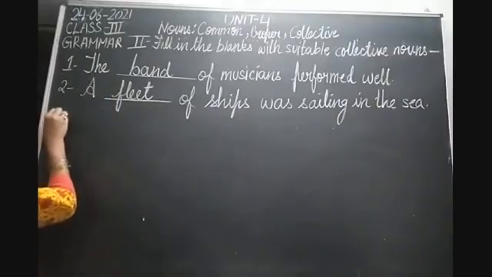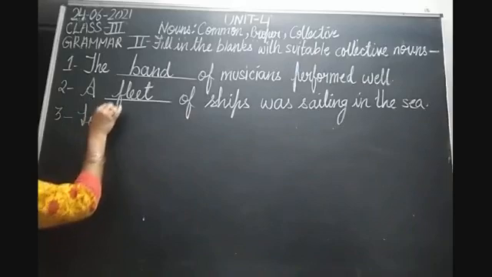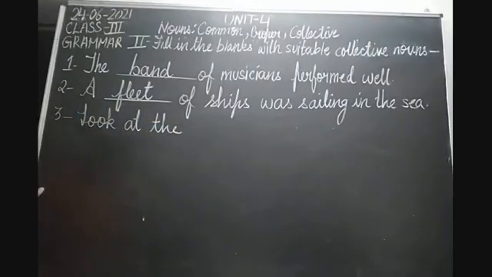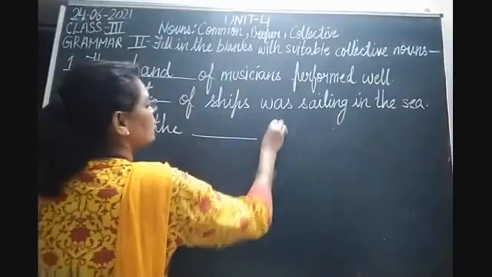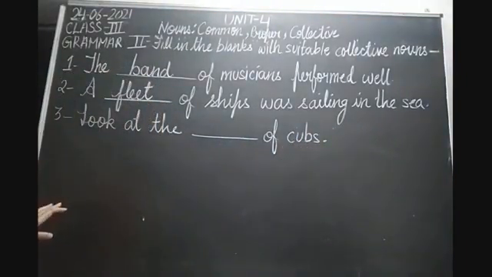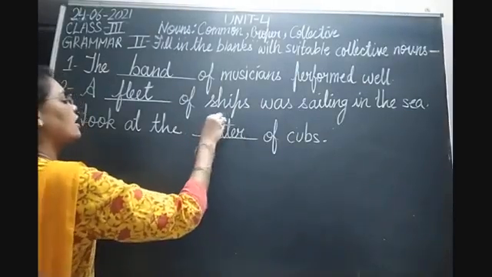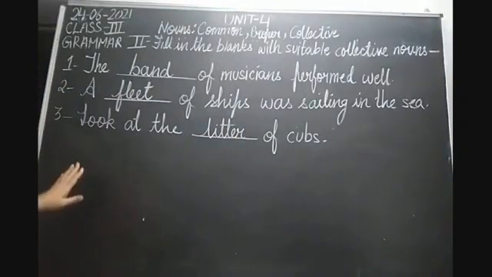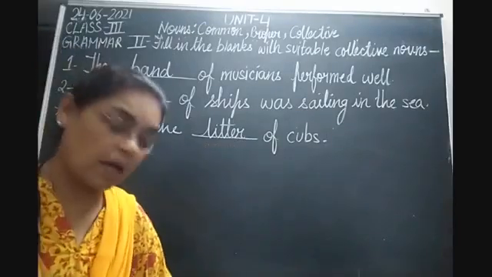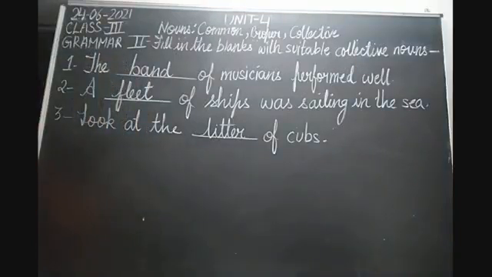नाउ द थर्ड वन, look at the dash of cubs. Now, which is the collective noun? Litter, है ना? Litter हम puppies के लिए भी यूज करते हैं और cubs के लिए भी हम यूज करते हैं. So, look at the litter, L-I-T-T-E-R, litter of cubs. And litter किसके लिए? Puppies के लिए भी you can use and for cubs also.